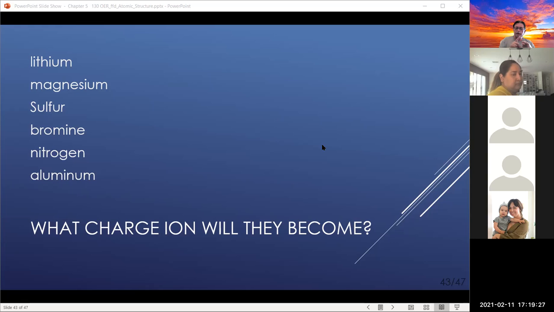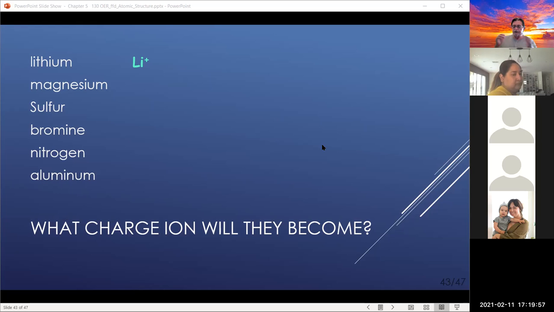Okay. So if we look at lithium, lithium is a metal. It is element number 3. It is in group 1. Therefore, it has 1 valence electron. Being a metal, it's going to lose that outermost electron. And so it's going to have a +1 charge. And we write the ion as Li superscript plus.